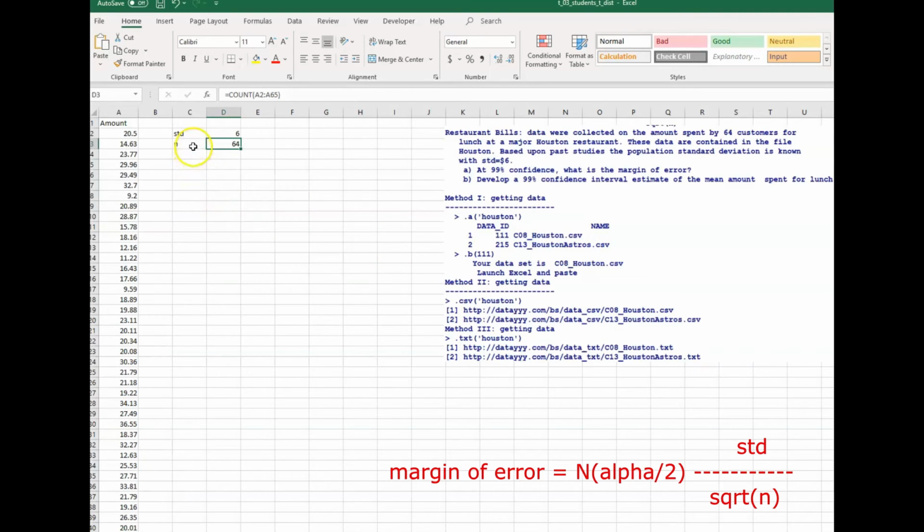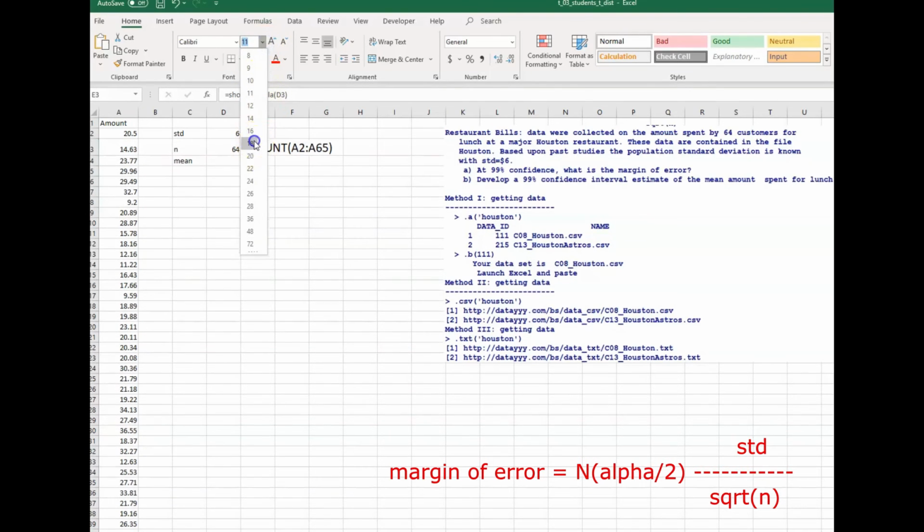And so we have n equals 64. Then we can calculate the mean. So this is the mean. I'm going to show the formula, to show this count.